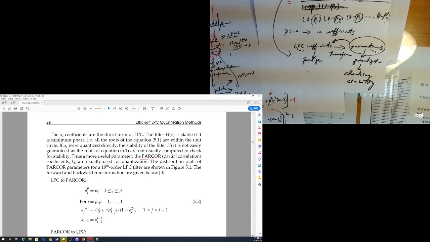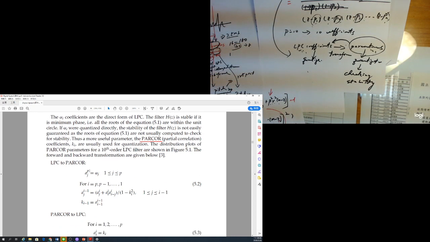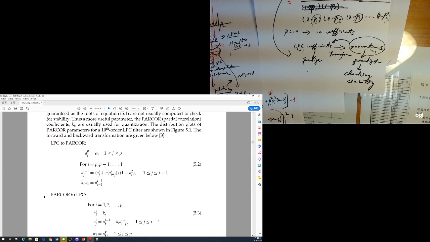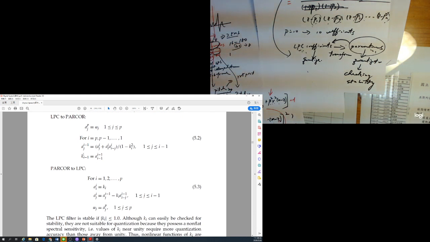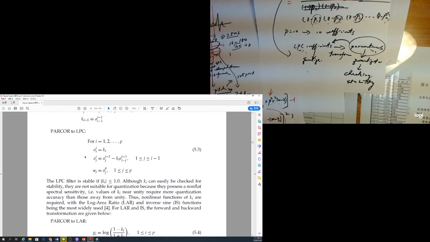LPC to PARCOR signal. Maybe they give you the equation here, and later on I will teach you what the PARCOR physical meaning is. Right now they just show you the equation, so you just take it, and later on I will be teaching you the physical meaning of the PARCOR, maybe two sections later in this chapter.